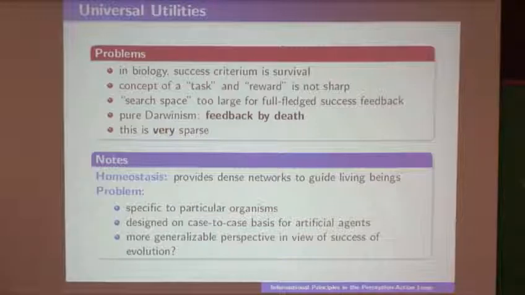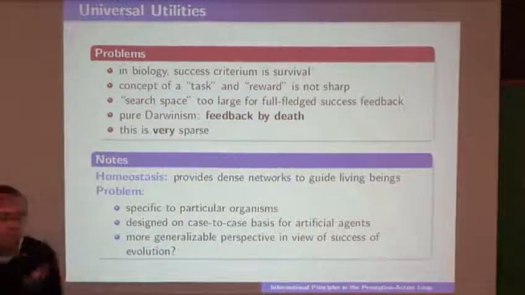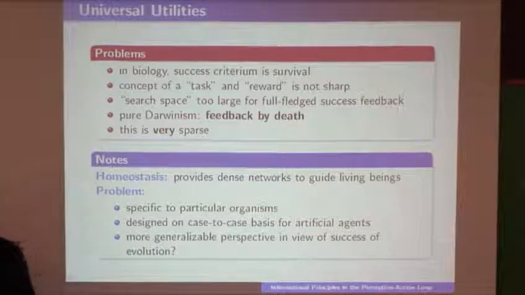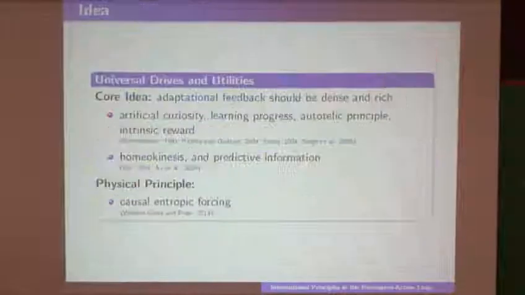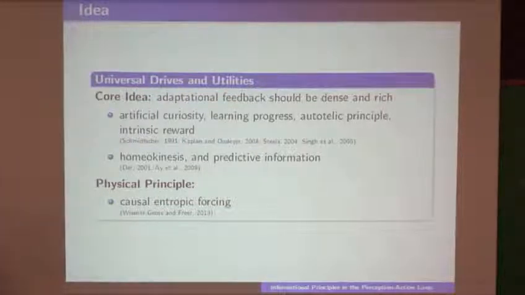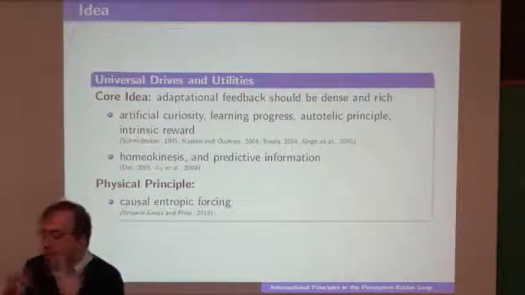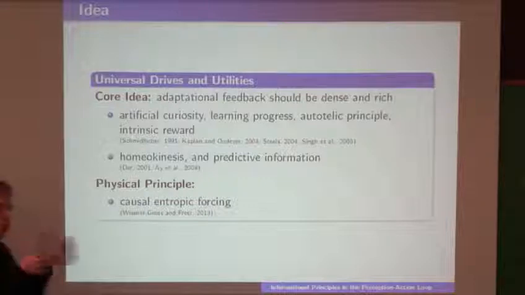So the question is, you have a case-to-case basis for artificial agents. Every agent has its own needs. The question: can we generalize that without having to hand design it for every different scenario? People have started to think about that, and the idea is that adaptational feedback for your organism or your agent should be dense and rich.